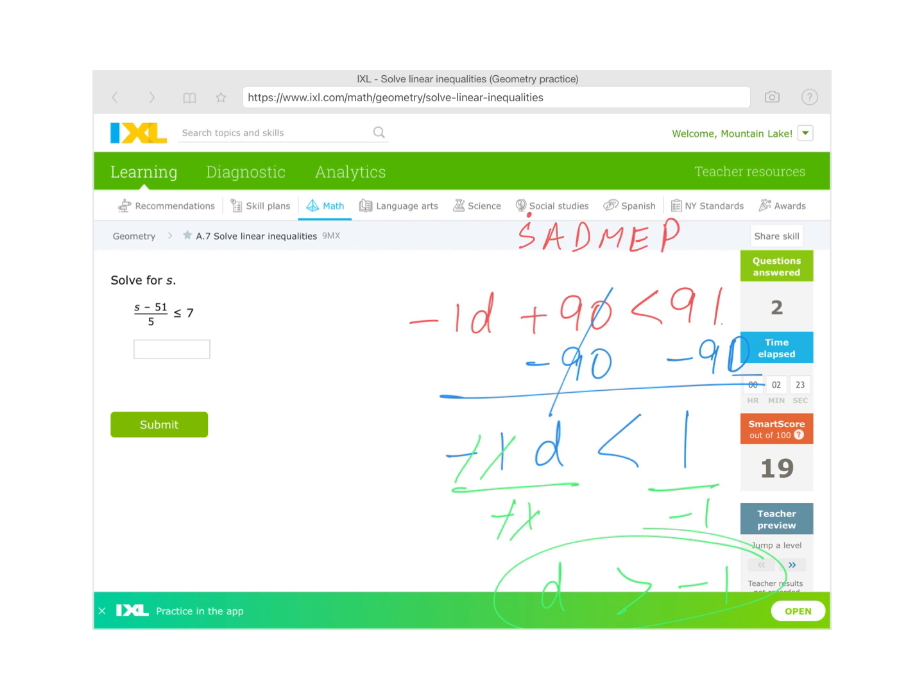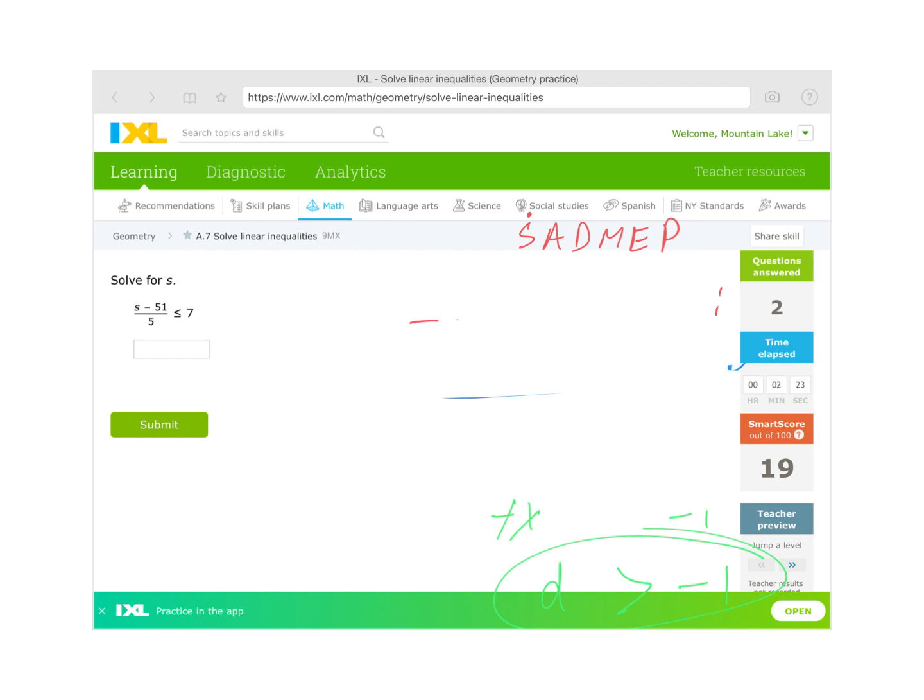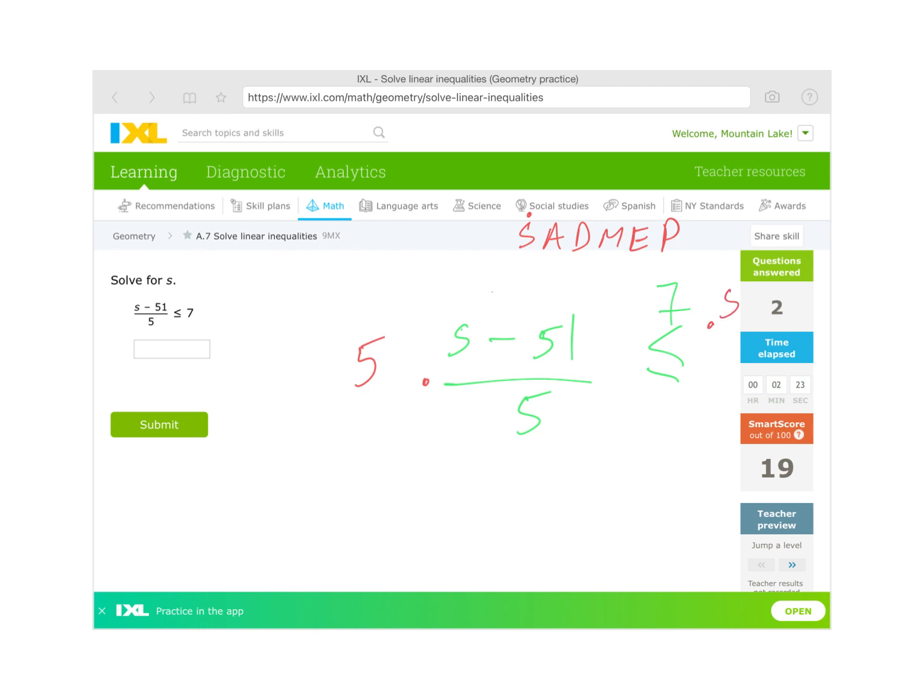Let's try this one, and then you can attempt a few questions. Okay, again, SADMAP, we see division. We also see subtraction, but remember that the big division sign is treated like a parenthesis. So, S minus 51 divided by 5 is less than or equal to 7. So let's start by multiplying by 5. We get S minus 51 is less than or equal to 35. And then let's add the 51. So S is less than or equal to 86.